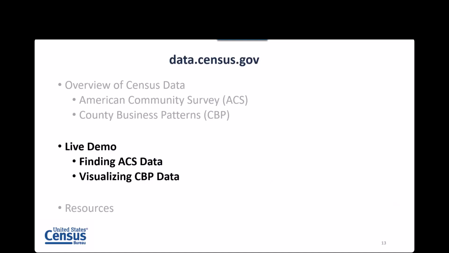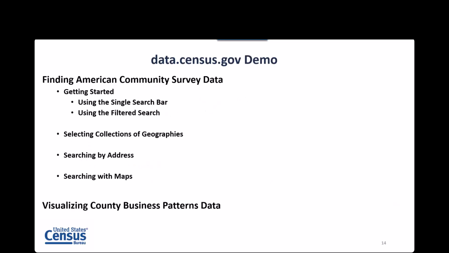All right, so let's take a look at the site. We're going to go ahead and do the live demo. First, we're going to look at finding some of the ACS data. Just to quickly go over what we'll do with this: we're going to look at the single search, we're also going to look at the filtered search, we'll look at selecting collections of geographies, and also a popular feature in the site, searching by address. And then we'll take a look at searching with maps.